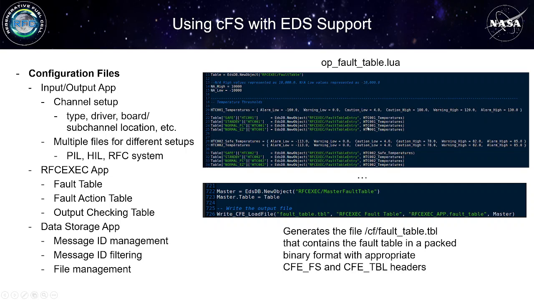Once that table is entirely full, we then call this API function, and this creates a packed configuration file with the correct file services and table services headers that we can then load into coreFlight at runtime. And the nice thing about these configuration files is we can keep multiple copies of them for different scenarios. So, for example, in the input-output app, we can have a configuration file for a processor in the loop, hardware in the loop, and then the entire RFC system. Depending on which scenario we're going to be working with, we just load in the right Lewis script, and that will give us the right configuration file.